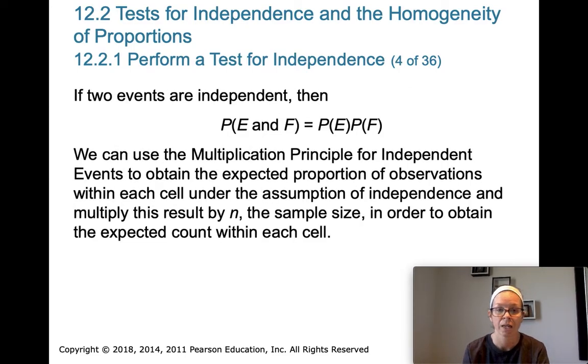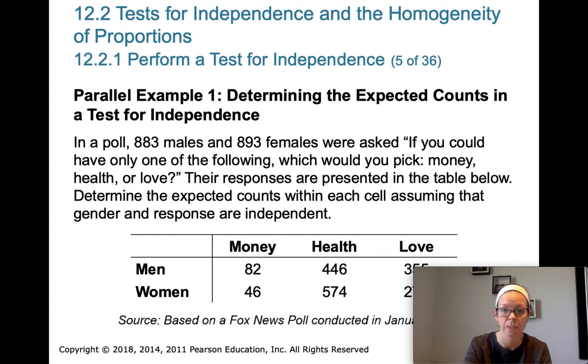If two events are independent, this goes way back to chapter 5, I think, probability, and means multiply. So if two things are independent of each other, then the probability of one happening and the other one happening is found by multiplying the two probabilities.